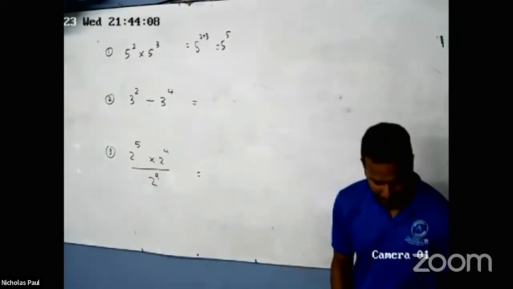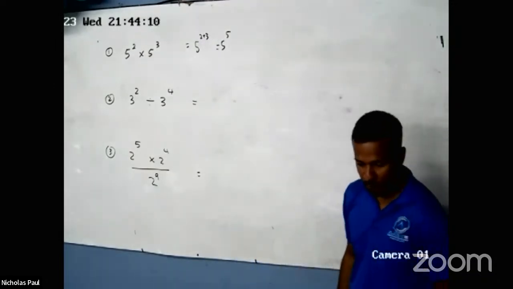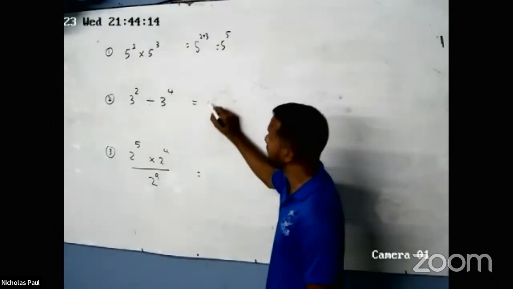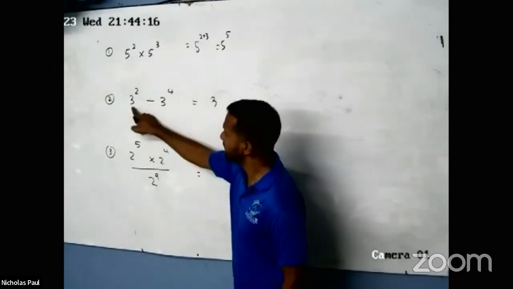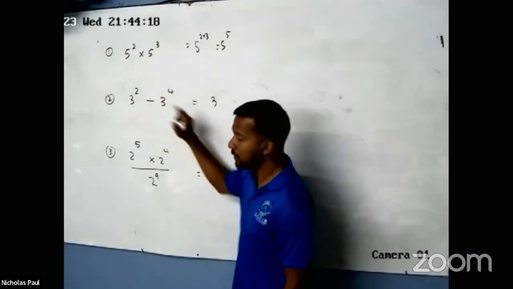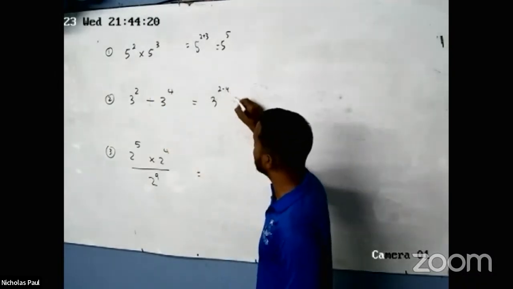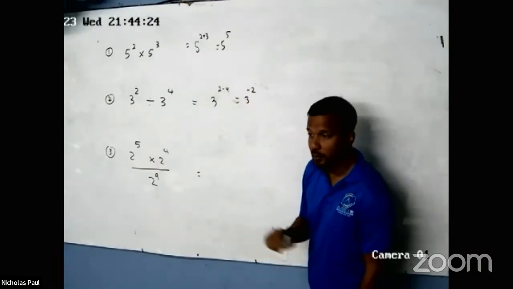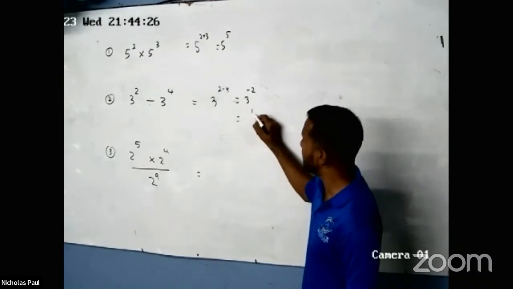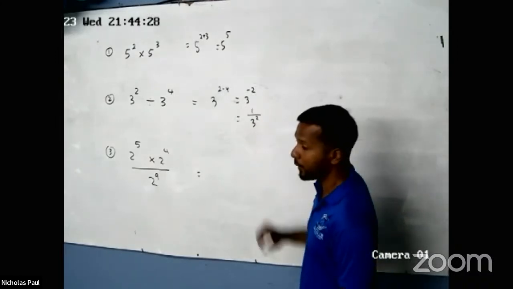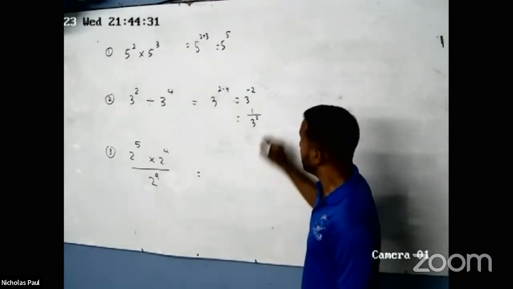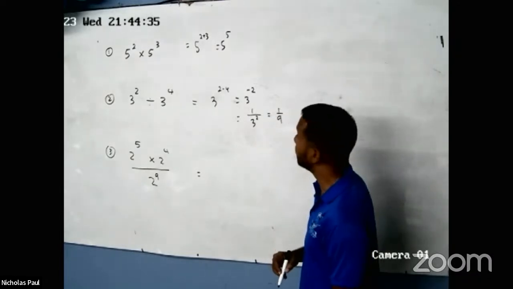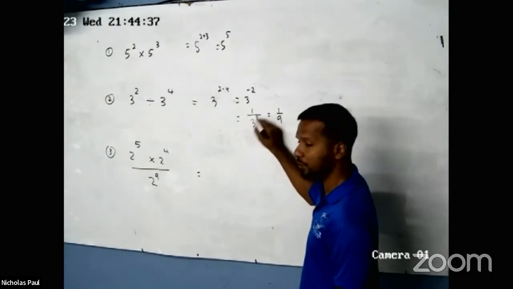Yeah? Divide, same base, so you're going to subtract. So that'll be 2 minus 4, so that's 3 to the minus 2. Right? What does minus mean? Minus means 1 over 3 squared. Okay? And you can write like this if you want, on 1 line. It's up to you. This is good enough for me.